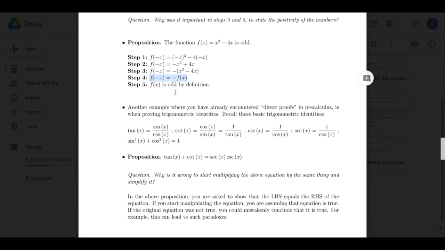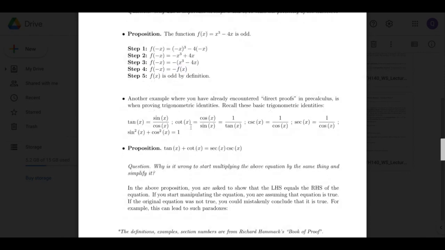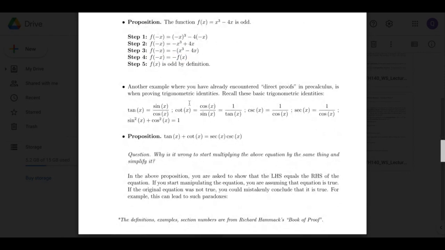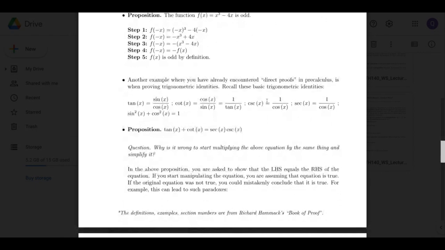To show a function is even or odd, we just plug negative x into the function. Another example we can use is for some trigonometry identities. Let's see this one.